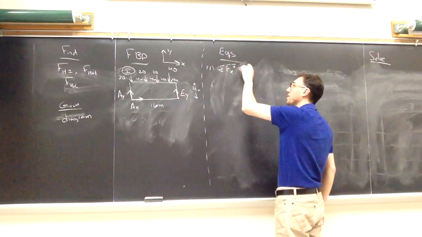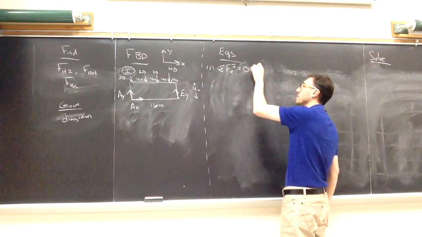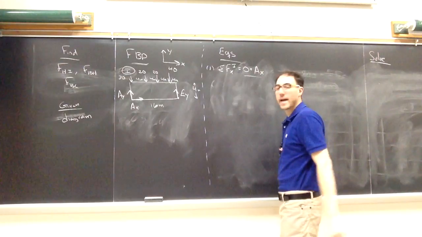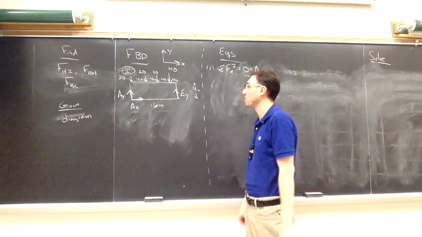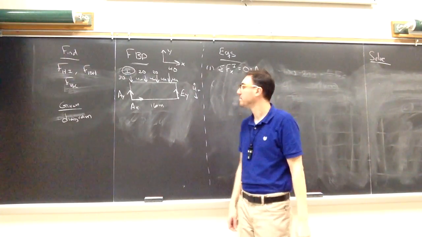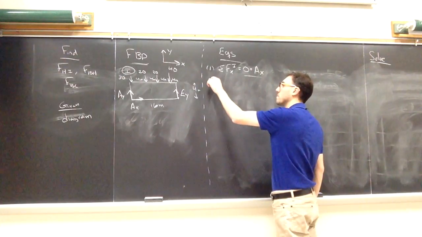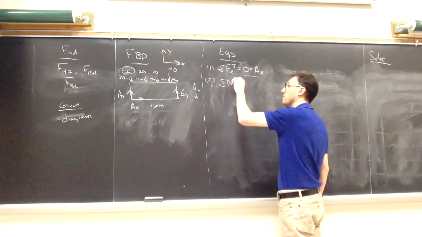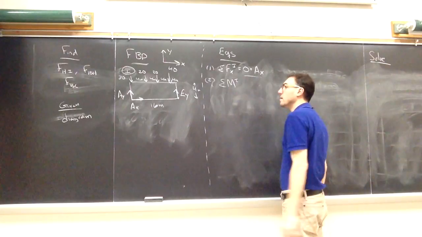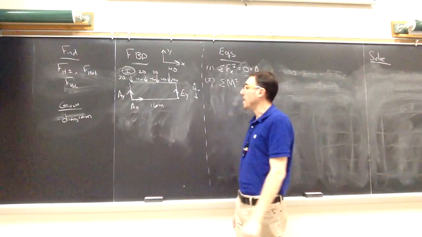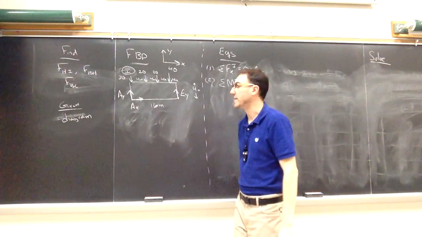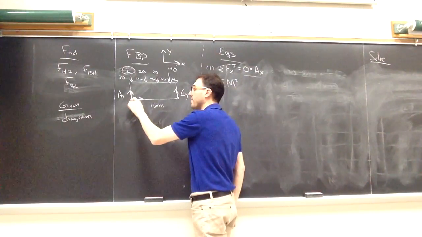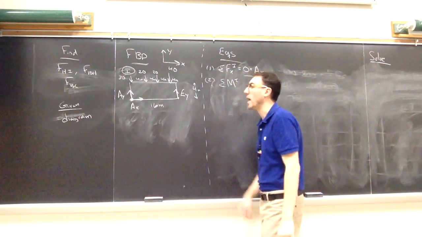So in picture 1, the first thing I can see is the x direction. AX is going to be 0. It's the only force acting along the x direction. Because I have a pin, I'll do a moment equation next around A so that I can find the value of EY right away.